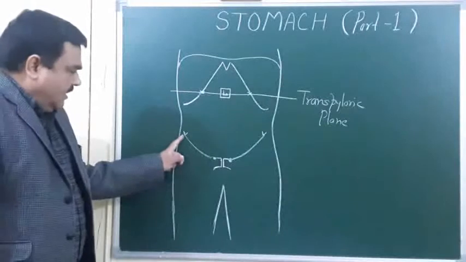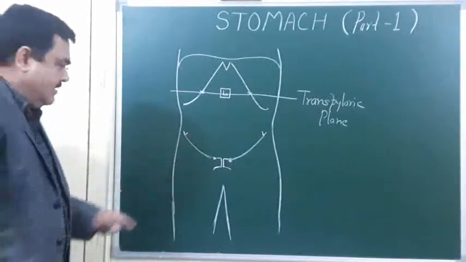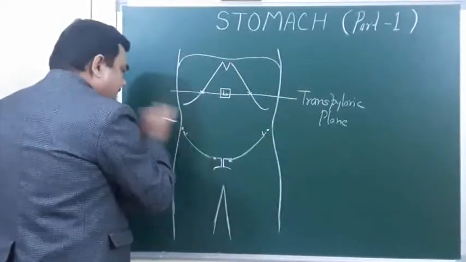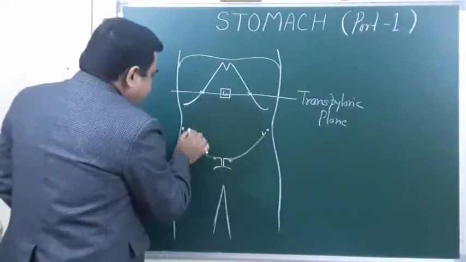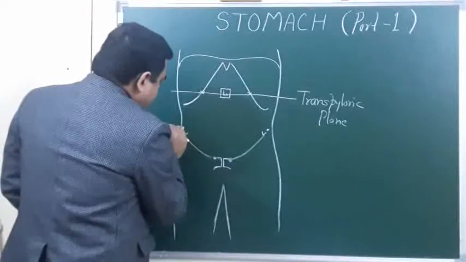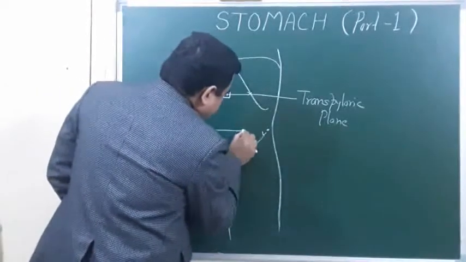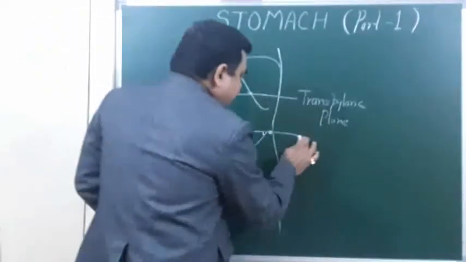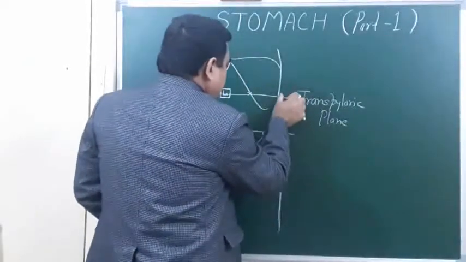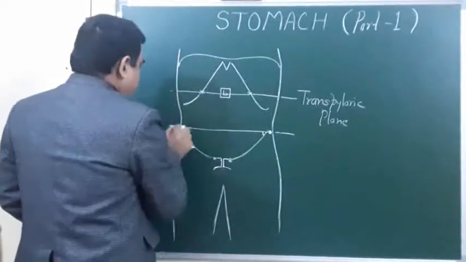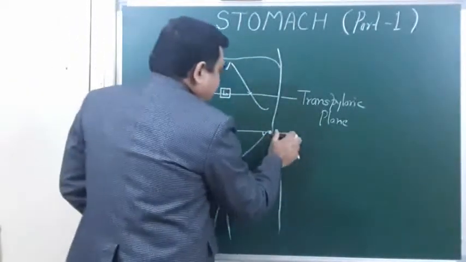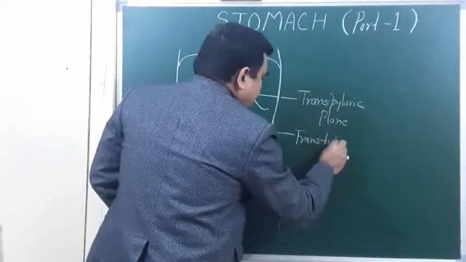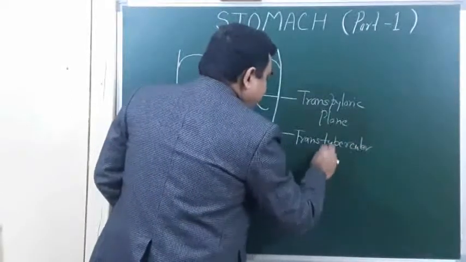And the other horizontal line. Here is the anterior superior iliac spine. Just posterior to this, there is the tubercle of the iliac crest. And the line passes through the tubercle of the iliac crest. This line is the transtubercular plane.